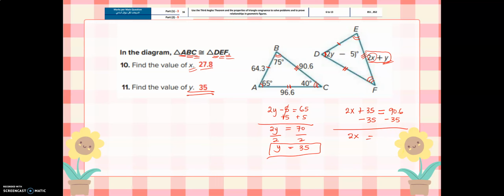So how am I going to get this? 90.6 minus 35 is equal to 55.6. Okay, so this is 55.6, and by division property, divide both sides by 2. So your x here would be equal to 27.8.